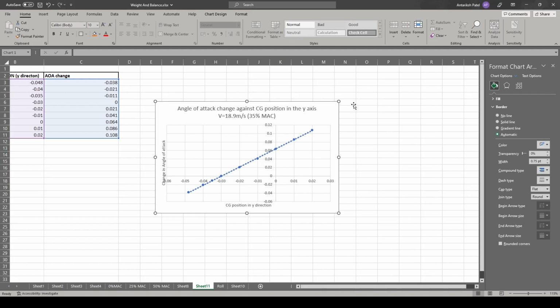This shows the change in angle of attack when the CG position changes in the y-axis. This creates a moment around the center of gravity as the thrust line does not go through the center of gravity. The moment induces an angle of attack on the albatross, however there is a y position of the CG where there is no change in angle of attack. This is shown to be around minus 0.03 meters in the y direction at the velocity of 18.9 meters per second and when the z coordinate of the albatross center of gravity is at 35% mean aerodynamic chord.